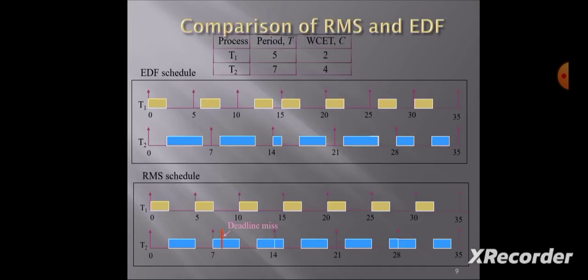If you take the comparison between RMS and EDF, in this diagram we can see very clearly how the RMS schedule and EDF schedule are scheduled. In RMS we do not consider the deadline, but in EDF we consider the deadline. So based on the deadline, the priority will be scheduled and the entire task will be performed.